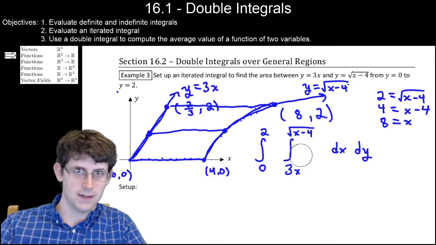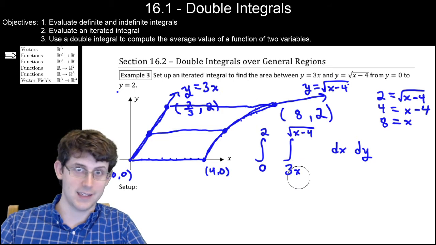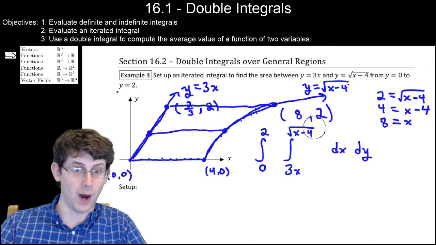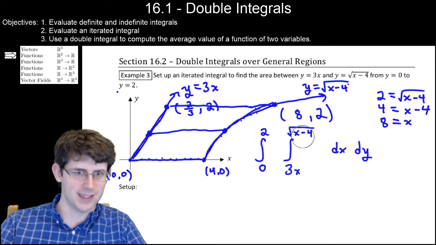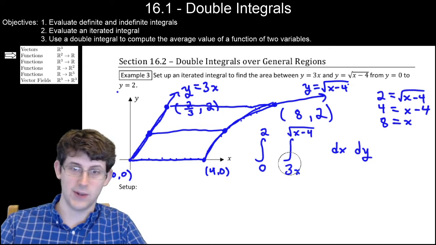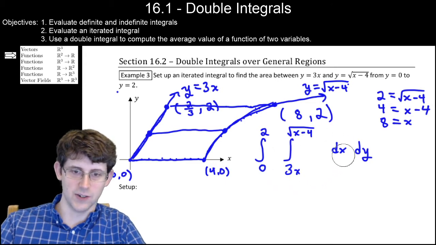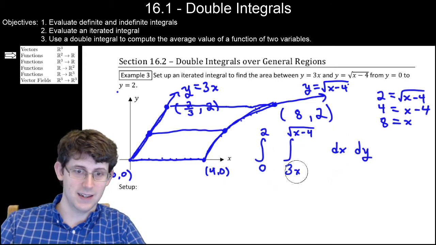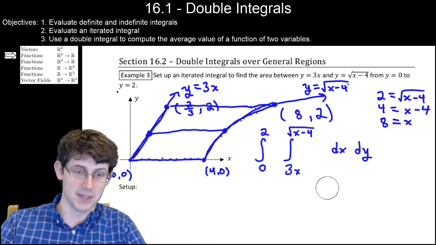It can't be this because, first of all, these are x bounds. So this is supposed to be a value of x, and this is supposed to be a value of x. But what I've put in here are values of y. This is y equals 0 up to y equals 2, and this is y equals 3x up to y equals the square root of x minus 4. So I know that can't be right. The other issue is that after I finish this inner integral, if I have x's here, I'm still going to have x's, and the integral dy on the outside won't get rid of them, so the final answer won't be a number. So I know these bounds can't be correct.